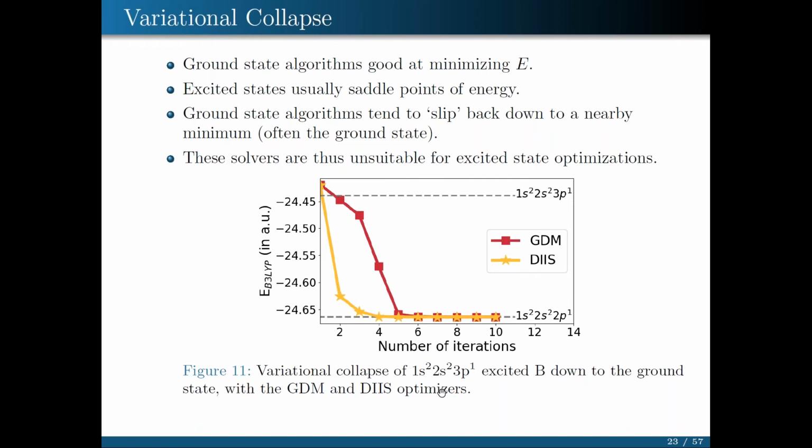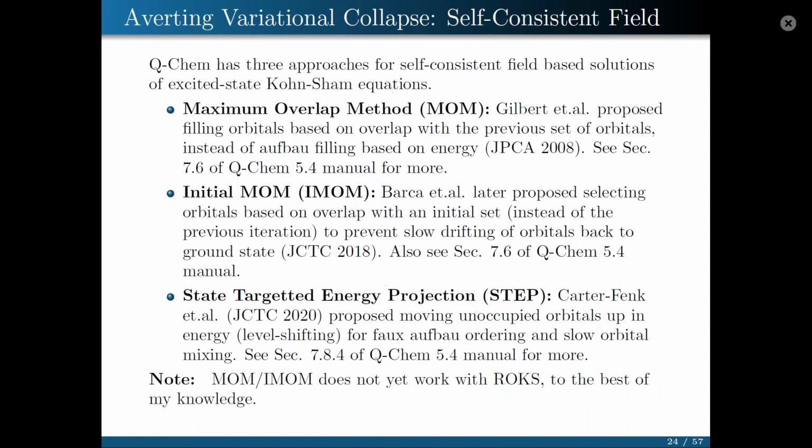This variational collapse problem is one that excited state ODFT development has to handle. And QChem has 3 approaches for doing this using self-consistent field methods. The classic being the maximum overlap method, or MOM, which was proposed by Gilbert, Besley, and Gill back in 2008.